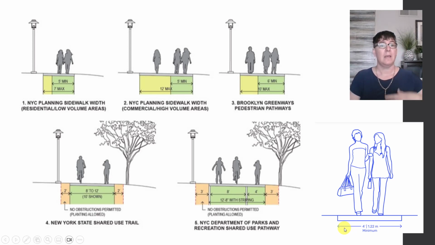All right. Here's an example from New York City, one of their design manuals on planning different sidewalk widths, and it depends on how much traffic you're expecting on that sidewalk or walkway, anywhere from 5 to 7 feet for residential and low volume areas to, let's see, looks like this is 12 foot 8 inches plus a 3 foot buffer on either side for a shared use pathway in a recreation area.